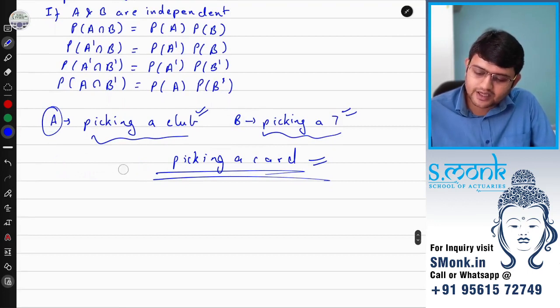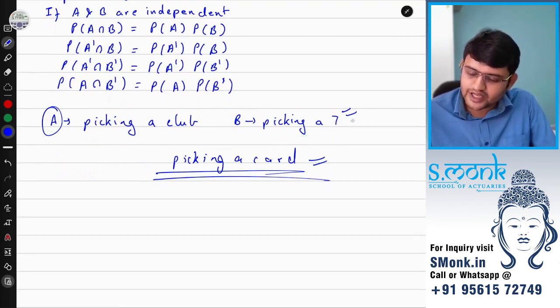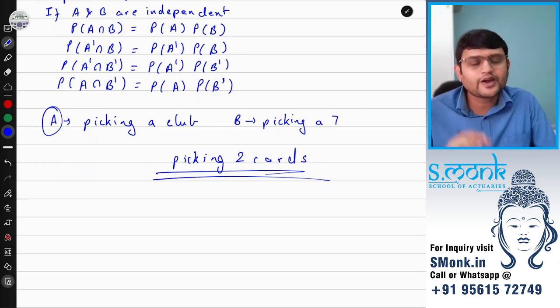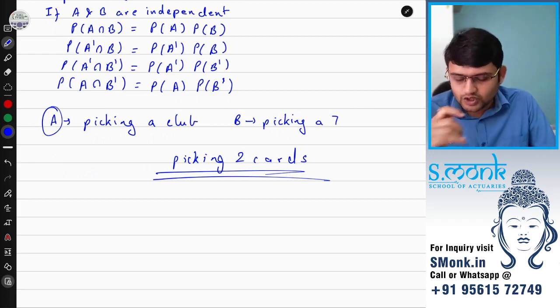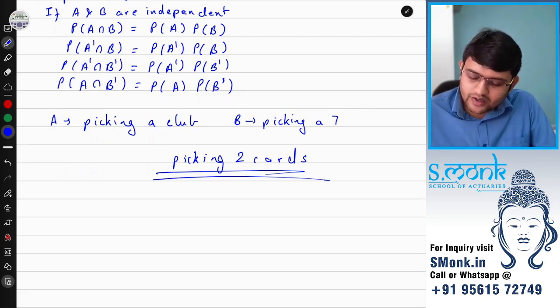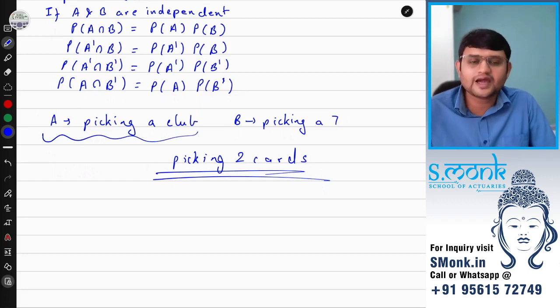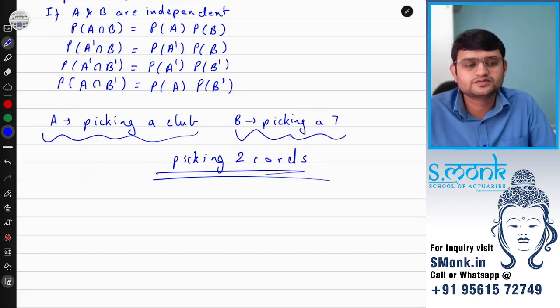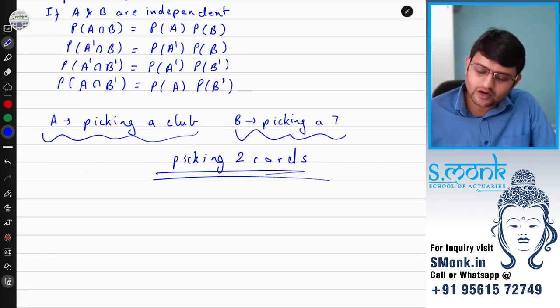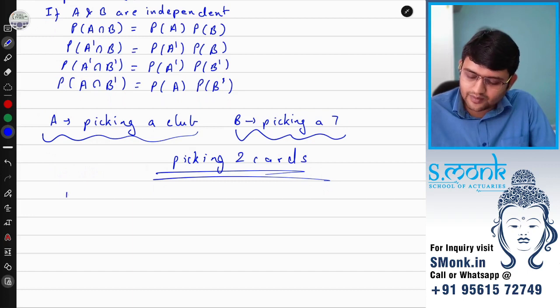Now let's say that I change the scenario here. I say picking two cards. Now I have two events, picking the first card and picking the second card. Now if I say what is the probability that in the first card I am picking a club, in the second card I am picking a 7. Now can we have them as dependent or independent? Now tell me whether they are independent or they are dependent.